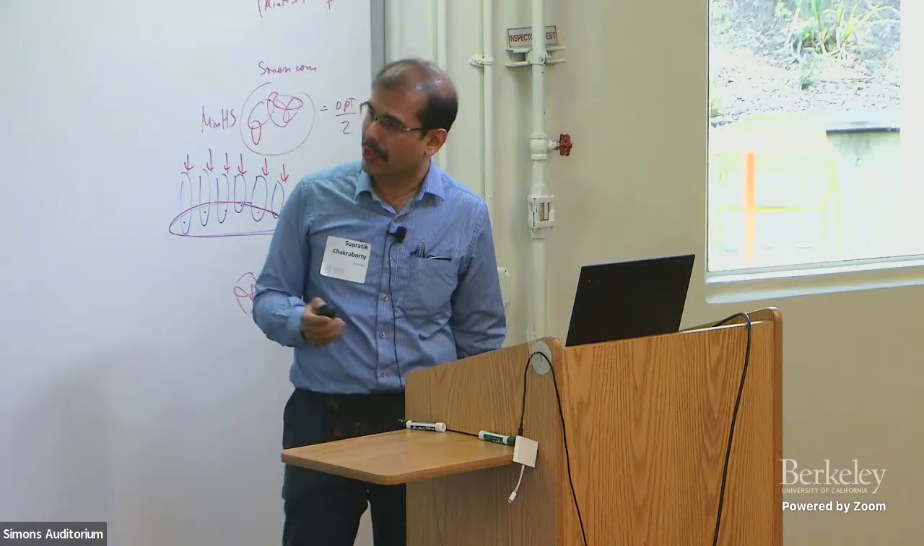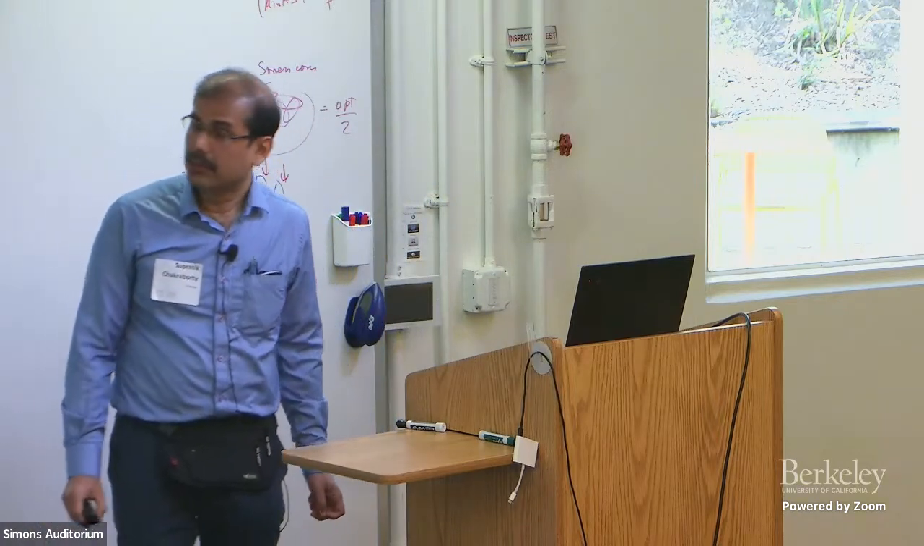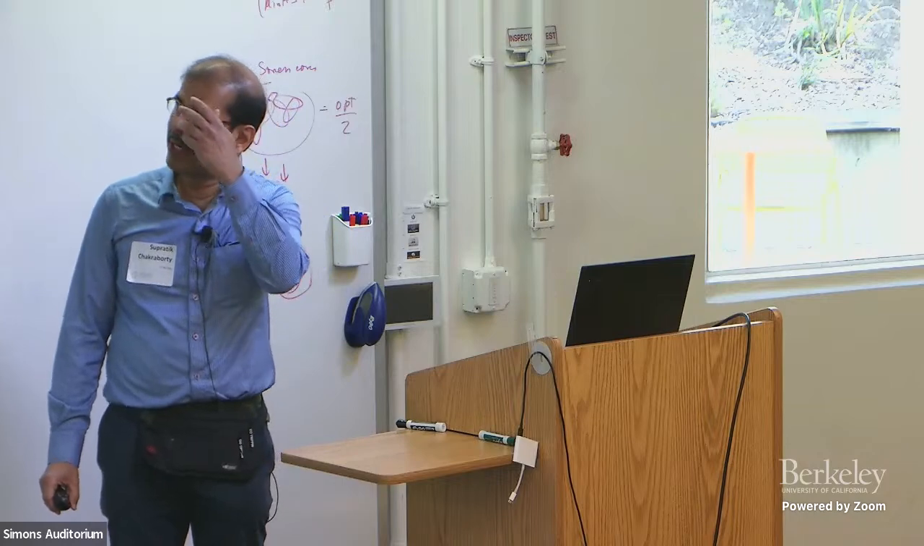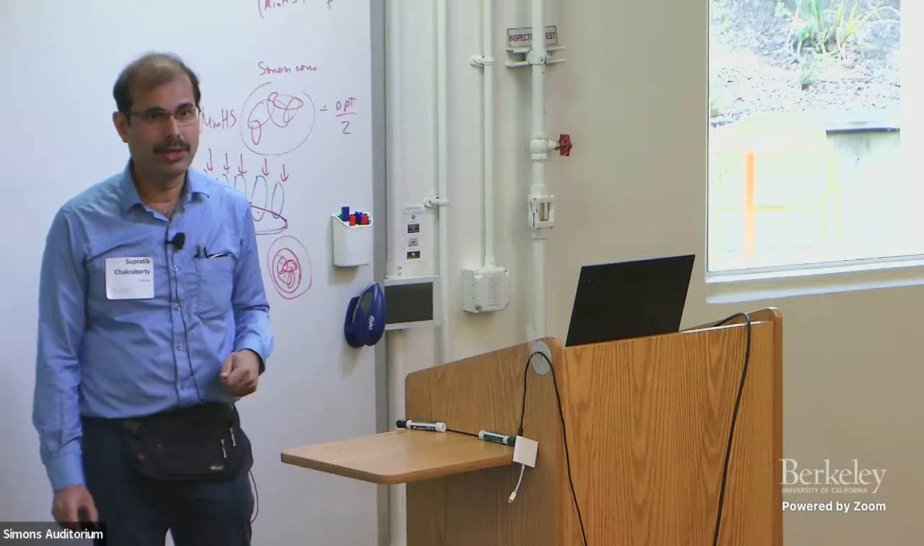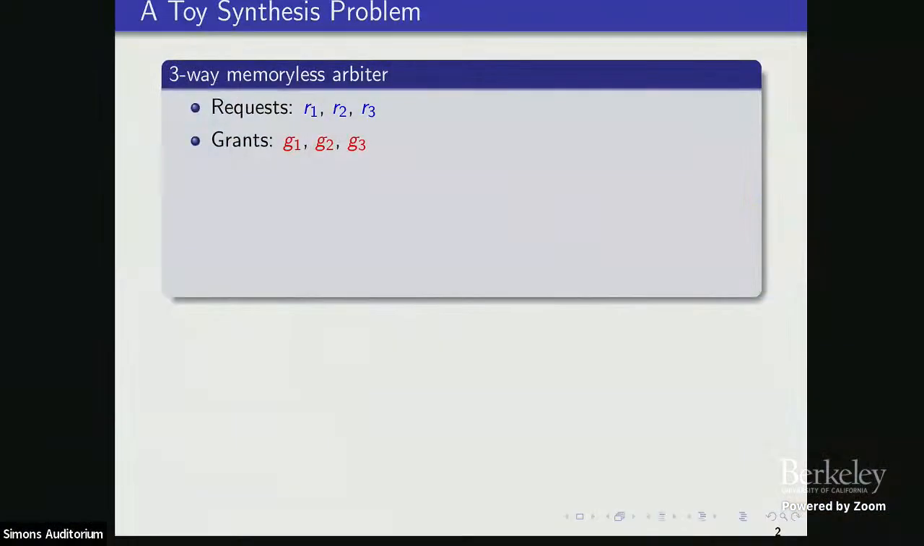Okay, so here is a toy synthesis problem. Let's say I'm trying to design a memoryless arbiter. Yesterday, Rainer talked about an arbiter with temporal logic specification. So let's say this is just memoryless. At every time instant, it receives one of three requests. Let's say these are Boolean variables, and it has to give one of three grants.